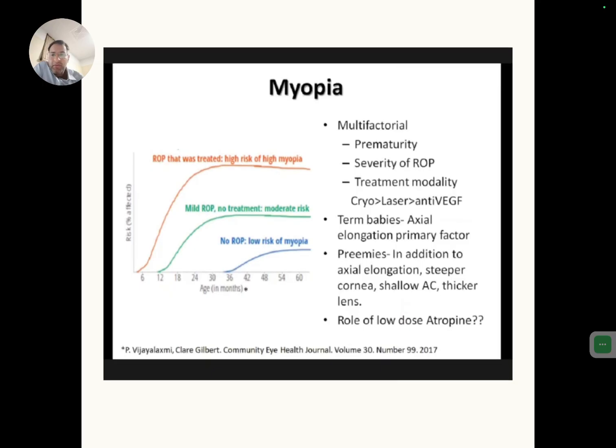About myopia, here is a graph which shows the risk of the myopia and the age in months where it starts.